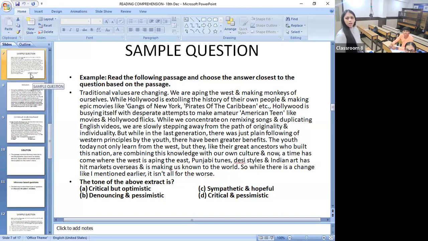You know what you do, Shantanu and all three of you? What you can do is just write down the tones, the six words, in your notebook. Eventually I'll ask you to increase, and over there I'll give you some more words so that we are thorough. Just the six words: critical, optimistic, sympathetic, hopeful, denouncing, pessimistic. That's all.